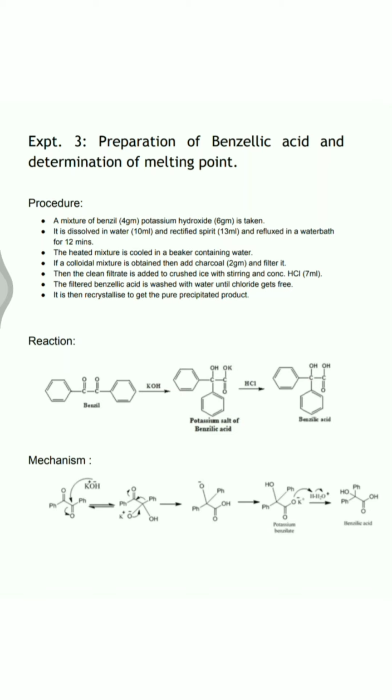In the next part we will get the potassium salt of benzilic acid, where KOH is attached as COOK and the corresponding OH. The corresponding O will be converted to OH as the negative charge developed gets attached with the H. Then we add the HCl, which removes the K as KCl, and we get the corresponding benzilic acid product.